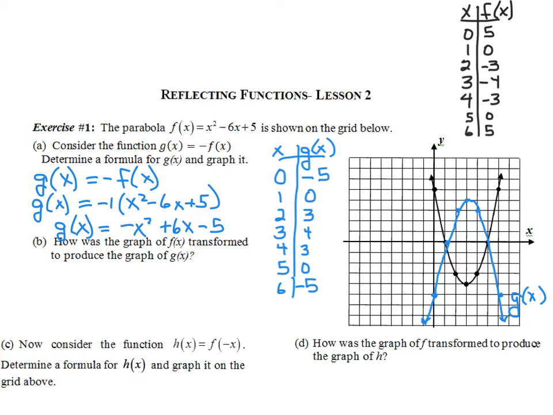Now clearly what we have done for the graph of g of x is do a reflection over the x-axis. The manipulation that we did, we negated the y values.